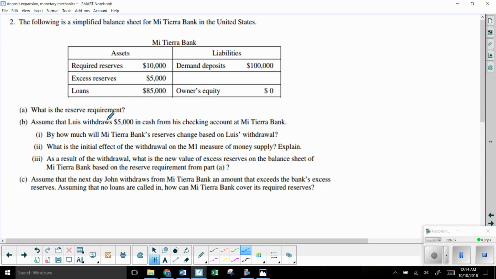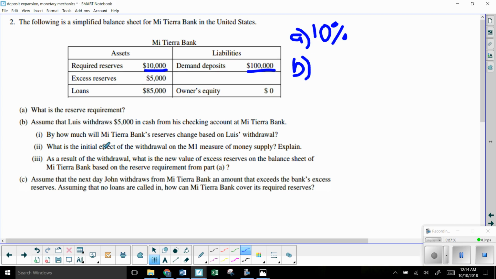What is the reserve requirement? The first thing they ask us. Well, we know, I hope, that we can take required reserves divided by demand deposits, and that will get us the reserve requirement. So what would that be there? That's 10,000 over 100,000, which leads us to 10%. So I'm just going to write 10% because they told us to calculate that. All right, now B.